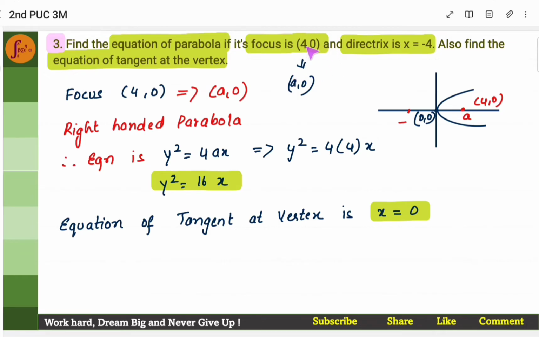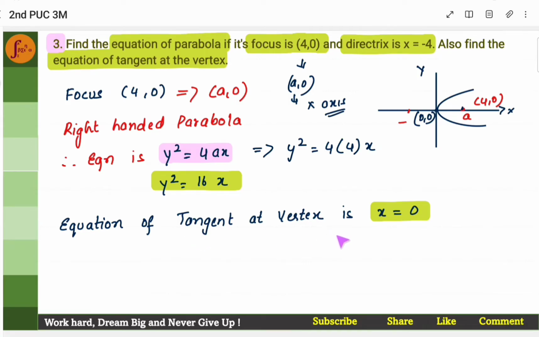Why? If you notice, this 4 is x-axis. So you have focus on the x-axis, that is, and it's positive. So this is positive side of x-axis. So focus is here. Now if focus is here, that means it's right-handed parabola. Very simple, right? Now once I know right-handed parabola, what is the equation? Y square is equal to 4ax. This is the equation. You know a value, which is 4. Substitute, you'll get the equation.